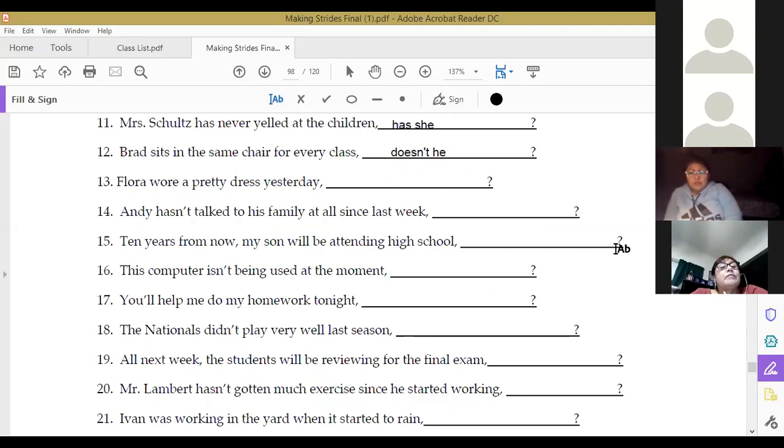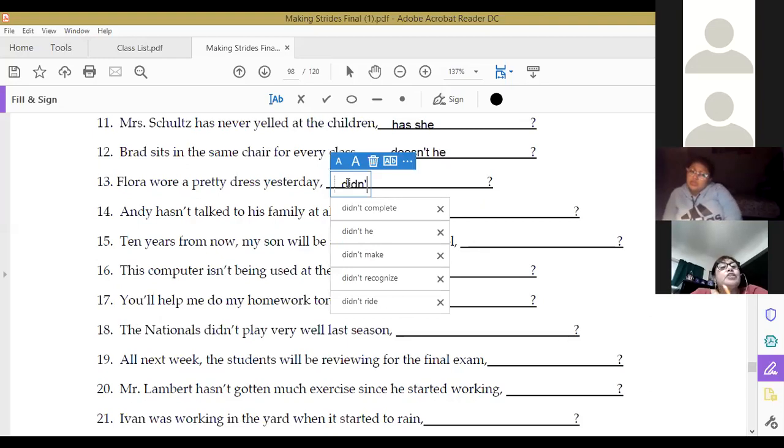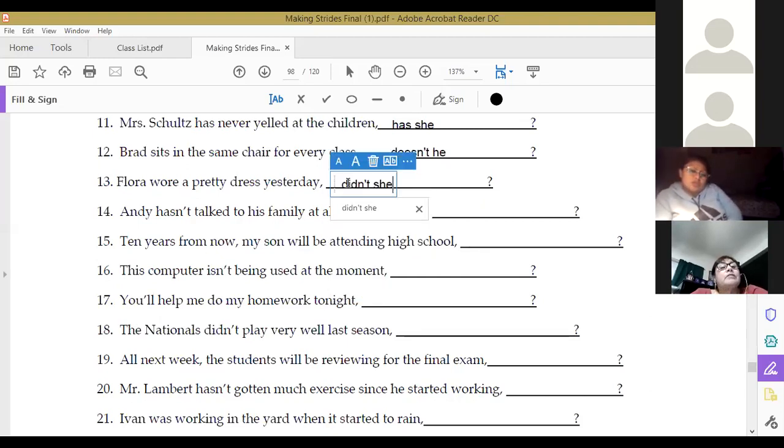Number 13. Flora wore a pretty dress yesterday. Didn't she? Didn't she?